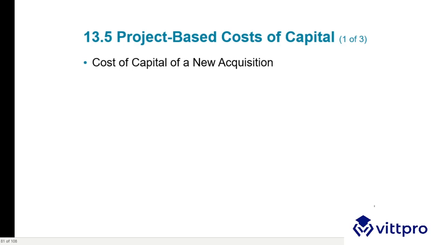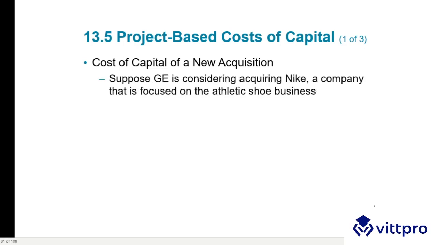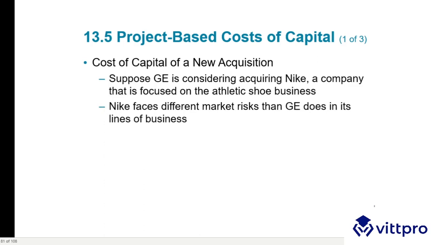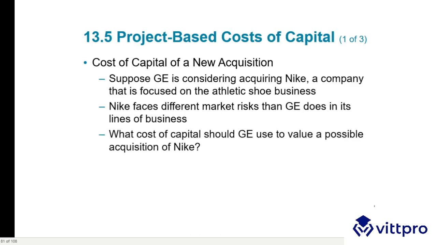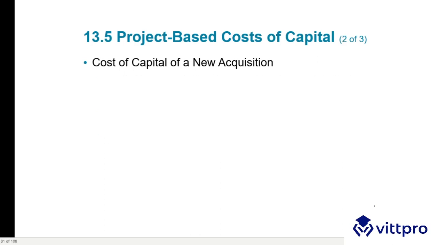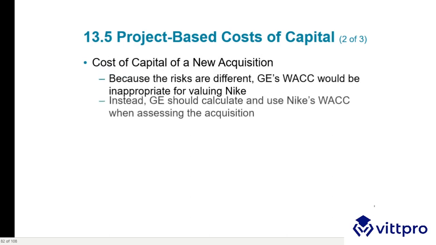Now let's assume they are going to invest in a new company, a new project, or a new facility. Then the cost of capital for the new acquisition, let's say they are going to acquire Nike, a company that makes shoes, is different. Nike faces different market risk than GE, so they cannot use the weighted average cost of capital of GE itself. What they need to do is recalculate the weighted average cost of capital based on Nike's business and Nike's market risk premium. So GE's weighted average cost of capital will not be used to evaluate Nike, because they are different projects.